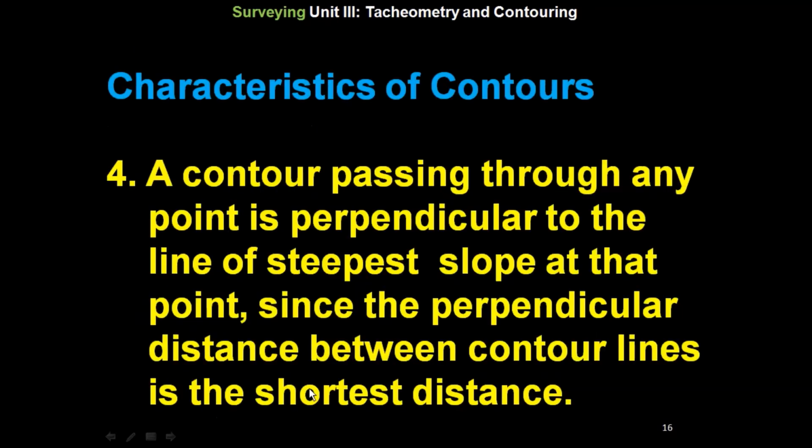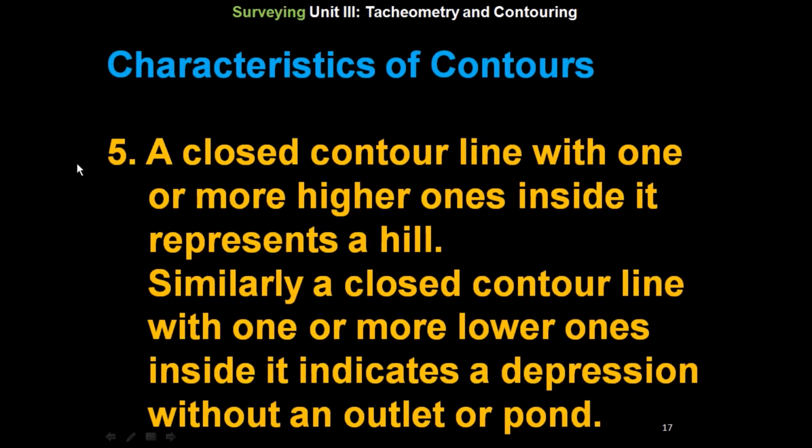Fourth characteristic of contour is the contour passing through any point is perpendicular to the line of steepest slope at that point, since the particular distance between the contour lines is the shortest distance. Fifth characteristic, a closed contour line with one or more higher ones inside it represents a hill. Similarly, a closed contour line with one or more lower ones inside it indicates a depression without an outlet or pond.